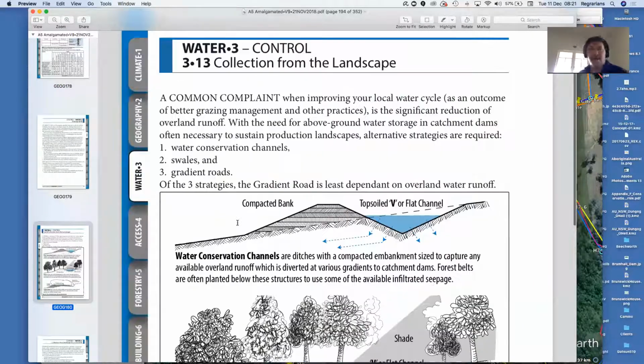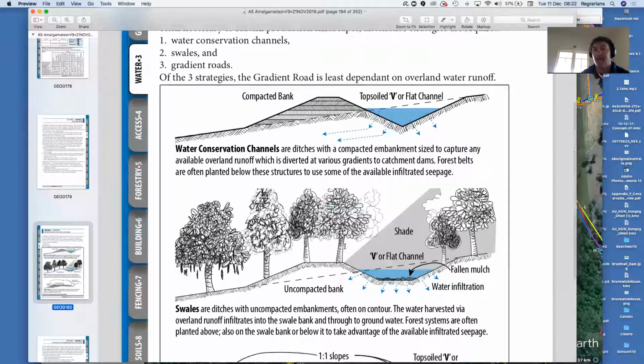In terms of control, there's three sorts of structures that are most familiar to people. One is where people build some sort of channel which harvests that water when we get a big flow of water. In Keyline, we call those water conservation channels, and that's where we harvest overland runoff, and there's a compacted bank, and then that water conservation channel has a gradient.